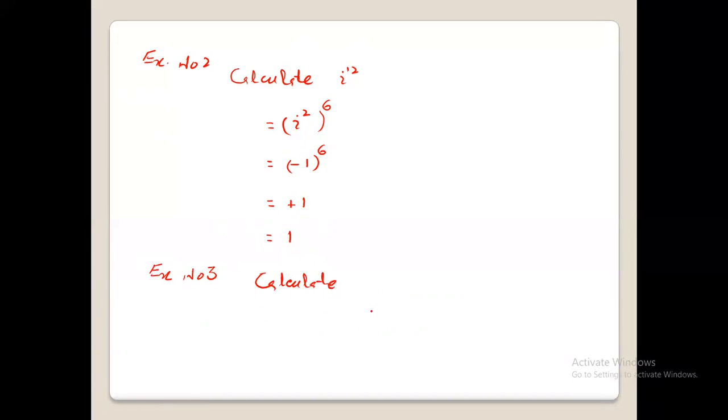Example number 3. Calculate iota power 101. Iota power 2 in every question. Now the multiple of 2 that is very near to 101. It is 50. 2 multiply 50, it becomes 100 and remaining 1 iota. So it becomes minus 1 power 50 multiply iota. Minus 1 power 50. Power is even, so negative becomes positive. Plus 1 multiply iota. So write simply iota.